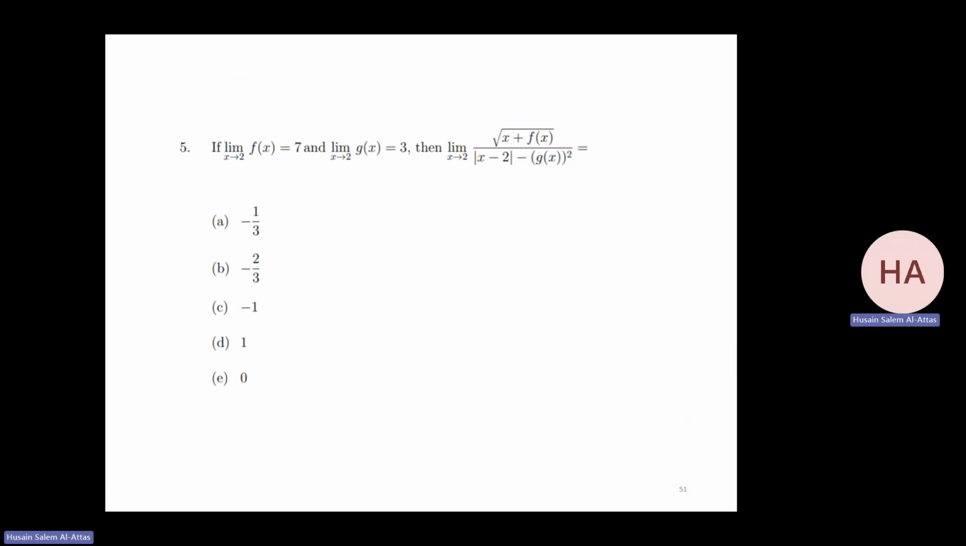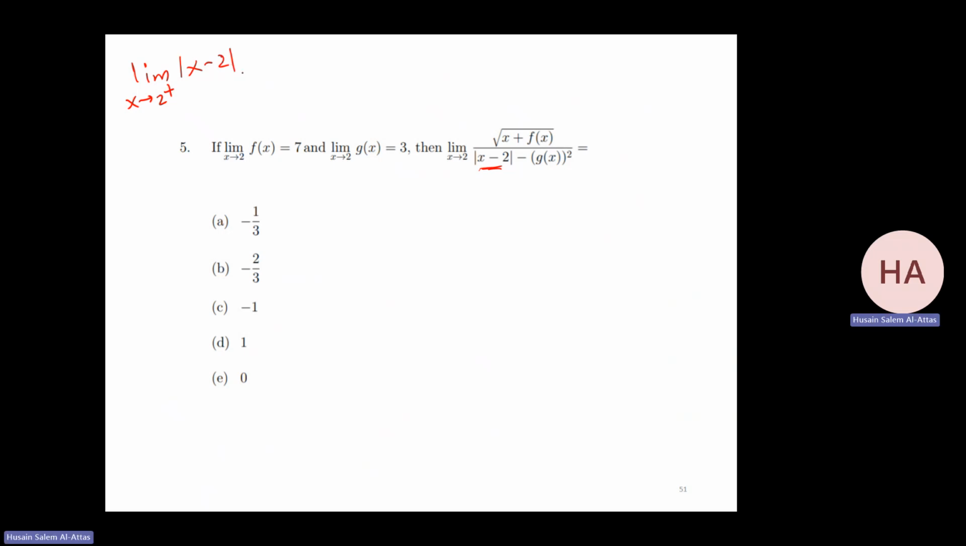Okay. x goes to 2, if f of x equals 7. x goes to 2 for g of x equals 3. He wants you to find this. So I have the absolute value, and I need to get rid of this. Now, I need to check left or right. Let me do it here. The limit as x goes to 2 from the right of the absolute value of x minus 2, I just took it aside.